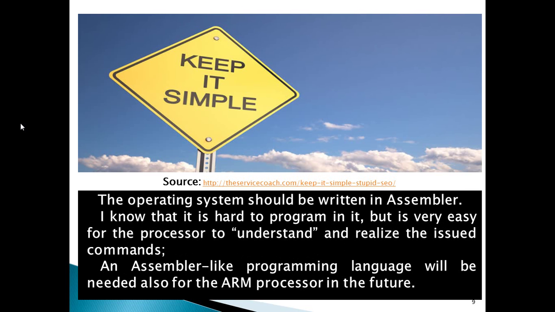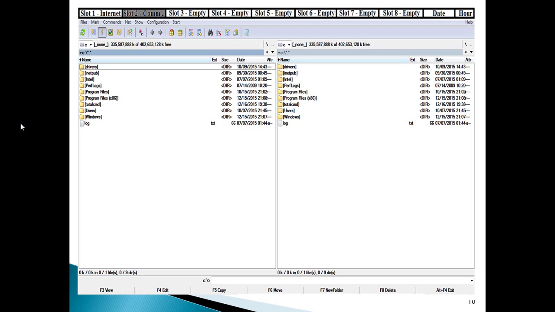The operating system should be written in assembler. I know that it is hard to program in it, but it's very easy for the processor to understand and realize the issued commands. An assembler-like programming language will be needed also for the ARM processor in the future. This is an example of how the user interface of the RSOS should look like.